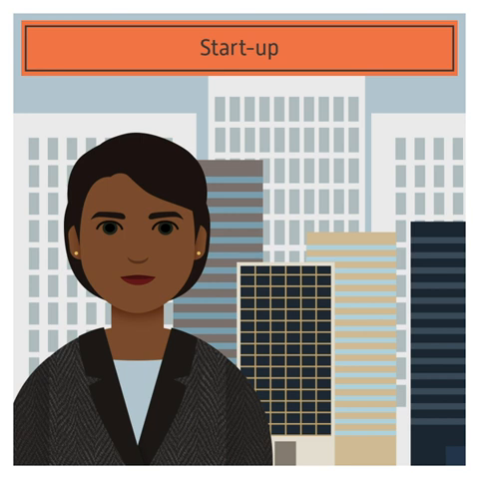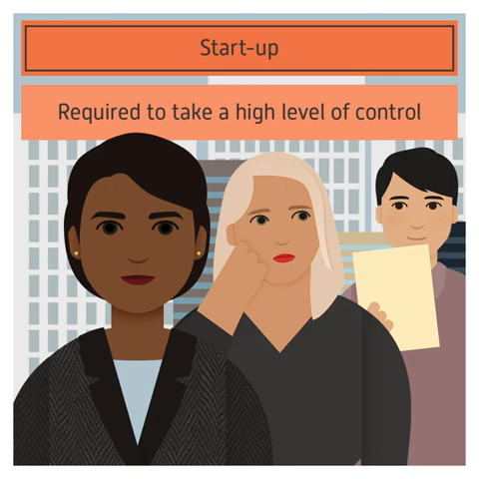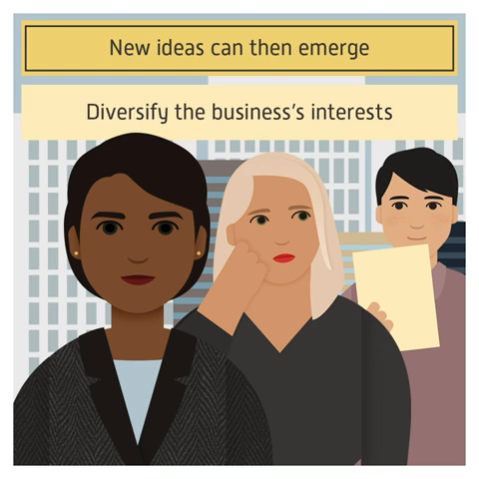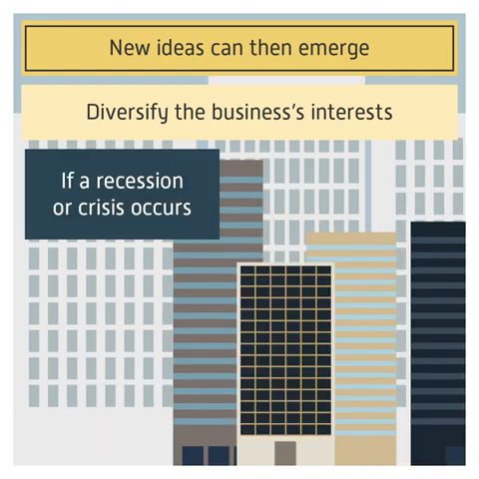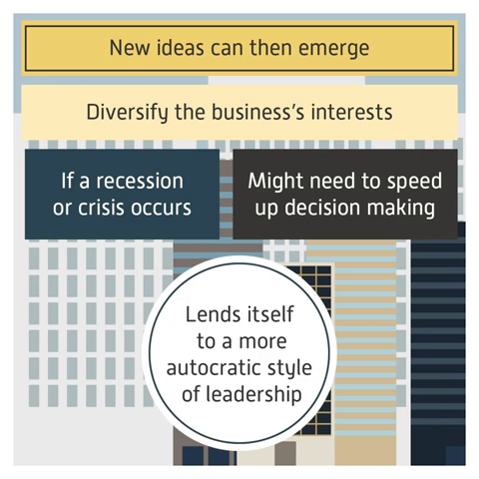When a business is a startup and dependent on the vision of the entrepreneur, the leader will be required to take a high level of control and drive the business forward. However, as time passes and skilled managers are hired, the leadership can change and become more democratic. New ideas can then emerge, which can lead to the creation of new products and diversify the business's interests. However, if a recession or crisis occurs, the business might need to speed up decision-making to ensure survival. This lends itself to a more autocratic style of leadership.